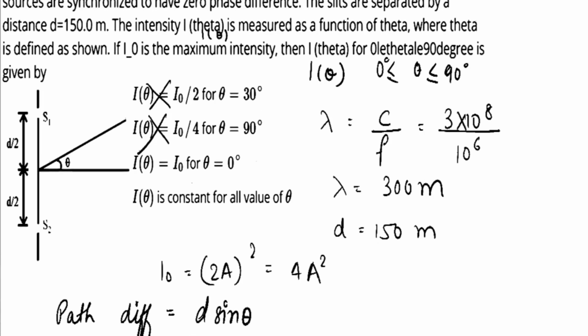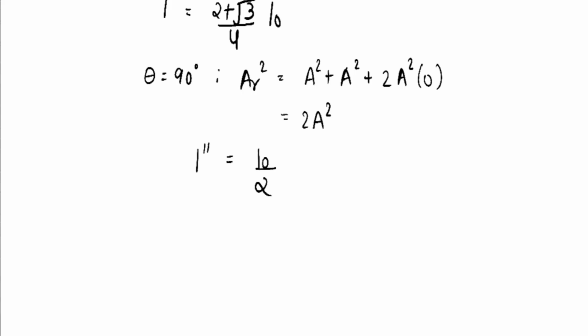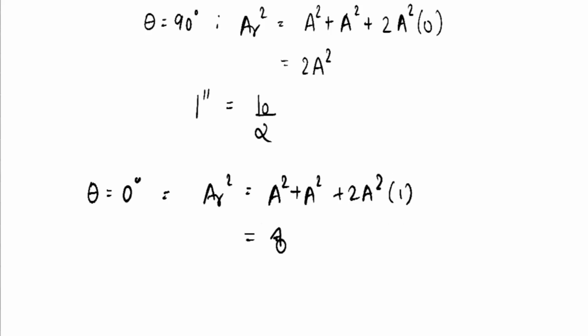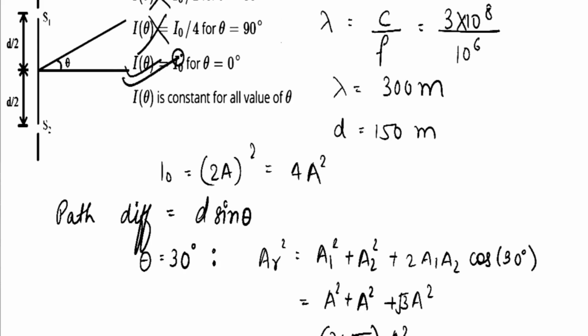Now we are going to find for theta equals 0 degrees, right? Since when we have theta equals 0 degrees, what we can say is AR square would be equal to A square plus A square plus 2A square cos 0. So that would be 1. So this turns out to be equal to 4A square, right? So intensity here would be equal to I naught. So this is true, right?